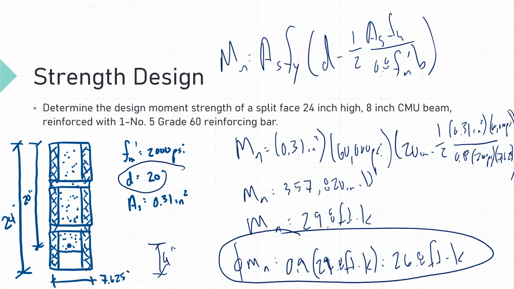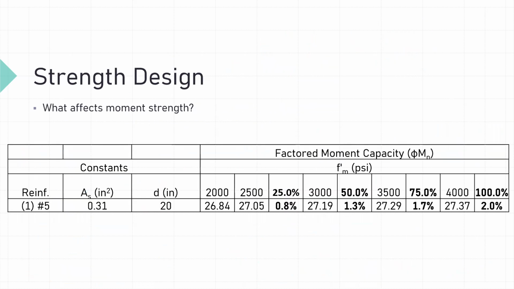And again, this is very direct and easy for us to solve for our nominal capacity, if we know the geometry of our beam, in this case a 3-course lintel, an 8-inch wall, and we know our reinforcement, in this case a number 5 bar that's grade 60. So hopefully that makes sense. Pretty straightforward, calculating out nominal moment strength.